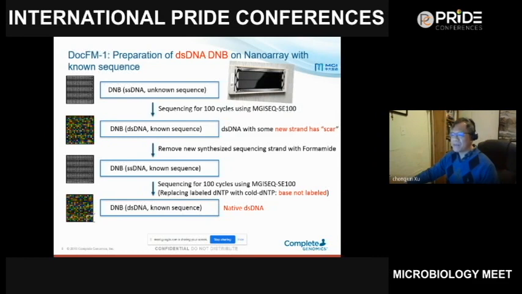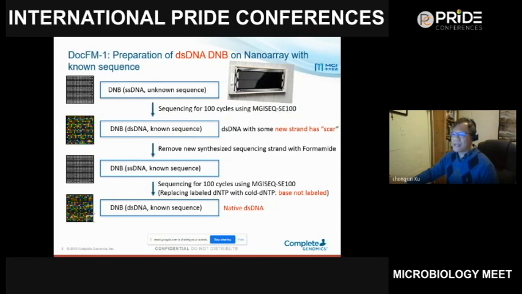But in this case, it is double-stranded DNA because we already have a sequenced strand over here. Because of this sequencing strand, we introduce some non-native DNA, so the newly synthesized strand has some scars. These possibly alter the interaction abilities between DNA and the proteins. So after we know the sequences, we remove this synthesis strand with formamide.